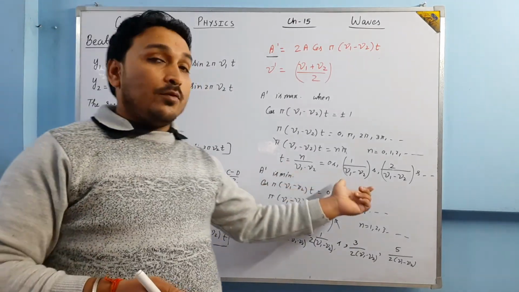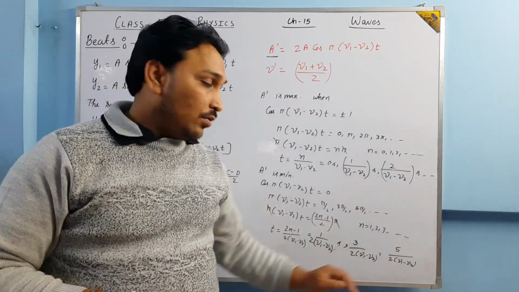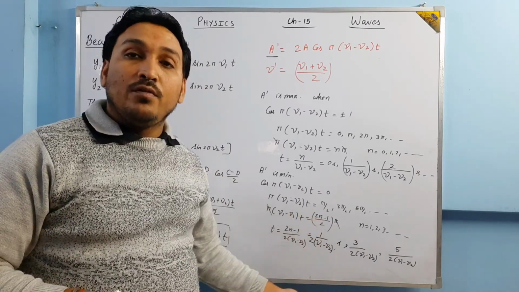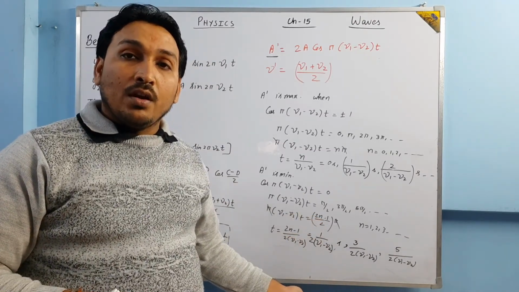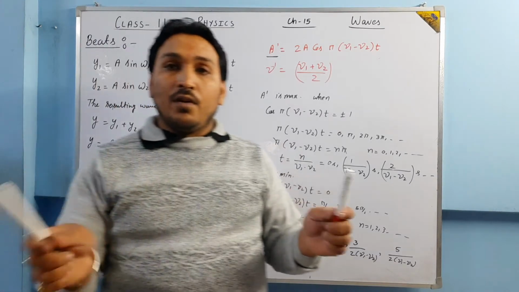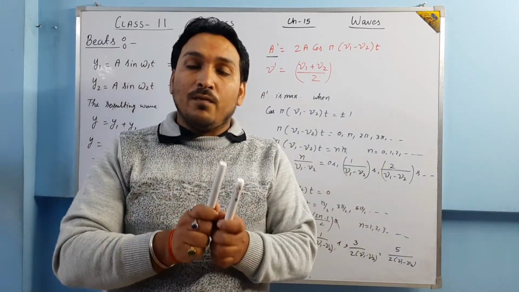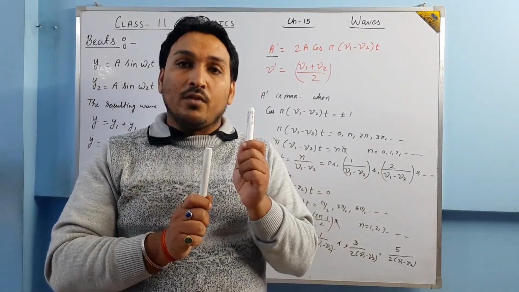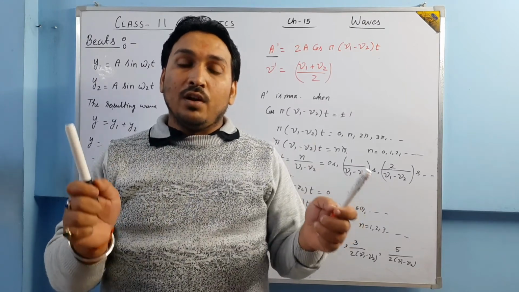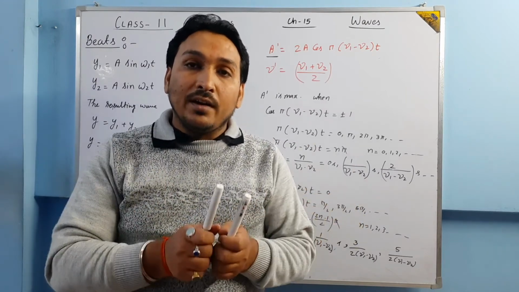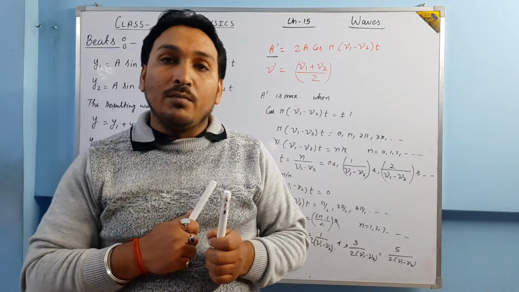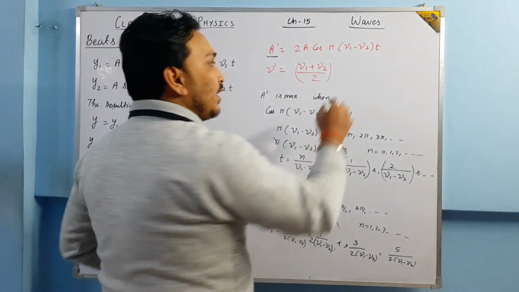The time difference between two maximums is 1 upon (nu1 minus nu2). The time difference between two minimums is 1 upon (nu1 minus nu2). Okay, one rise and one fall constitutes one beat. They are combined together, and now they are called one beat. So one rise takes how much time?